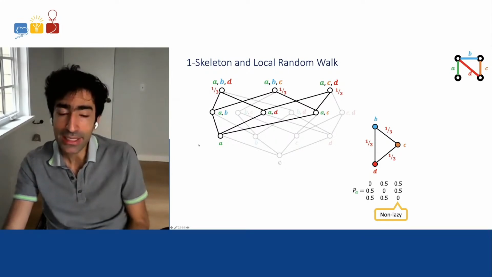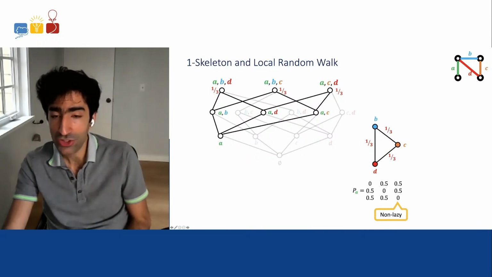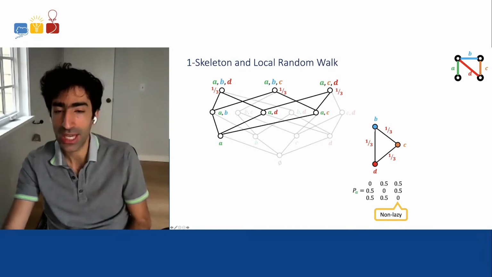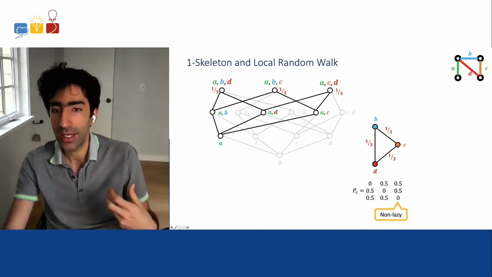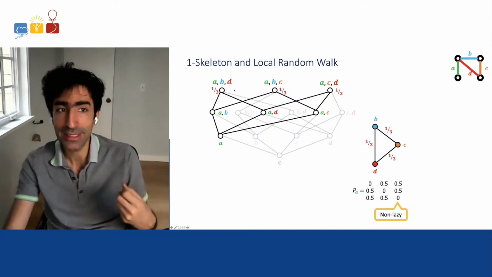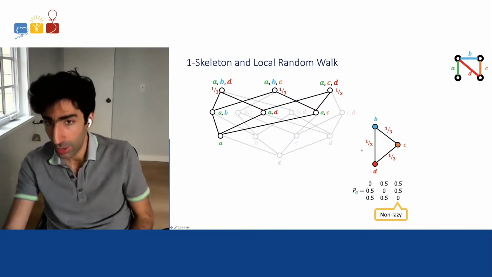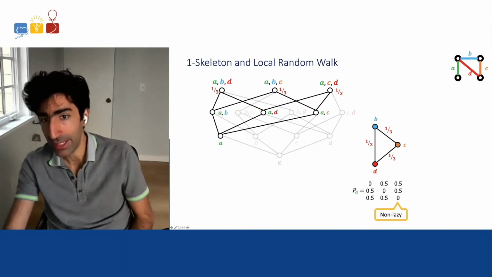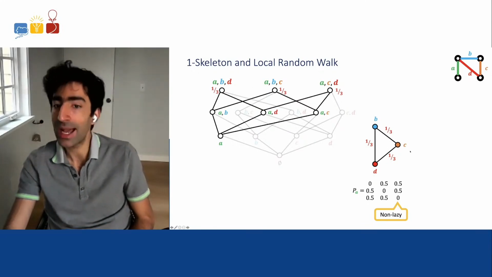Let's say I want to look at the link of edge A. Okay, so what do I have in edge A? I have 3 edges. A comes with B and C, with C and D, and with B and D. So my simplicial complex would look like this. And because I had a uniform distribution over spanning trees, I would have a uniform distribution over these 3 edges. So I would get this graph.